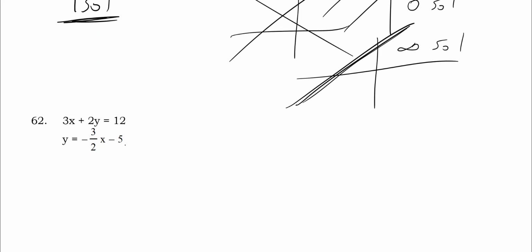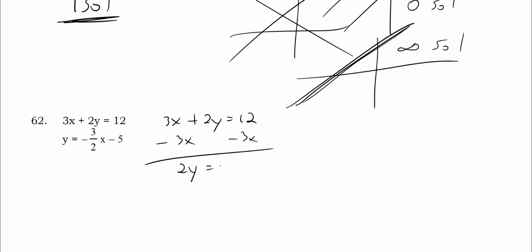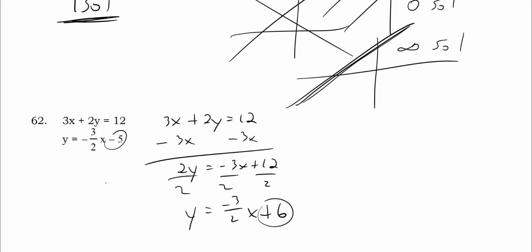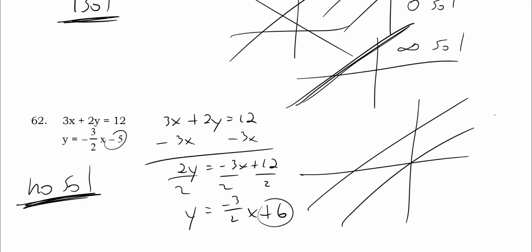This next one, I've got to solve for y. So I'm going to write out here, 3x plus 2y equals 12. Subtract 3x from both sides. So 2y is equal to negative 3x plus 12. Divide by 2. So y is negative 3 halves x plus 6. And so the slope is the same, but a different y-intercept. That means they are parallel, which means there's no solution. Parallel means they look like this. They don't cross. No solution.